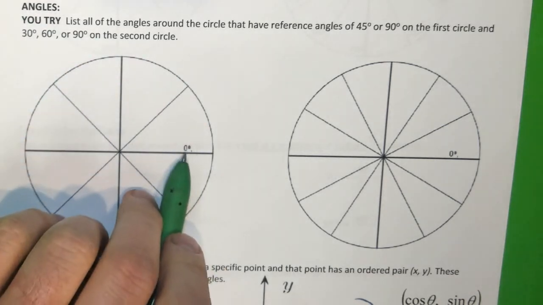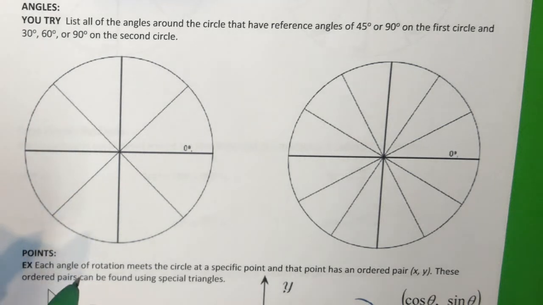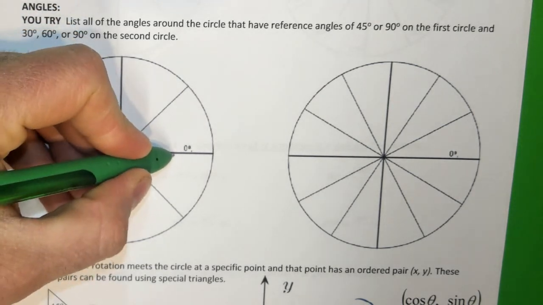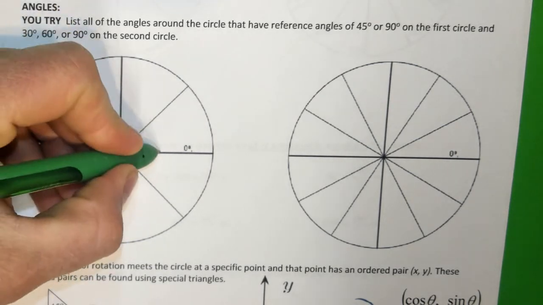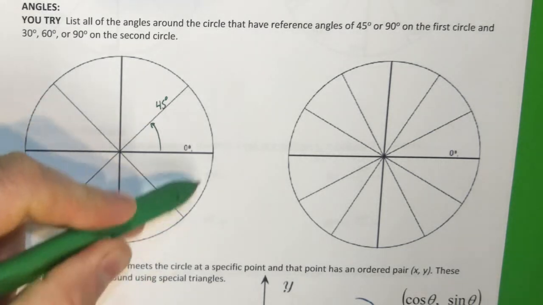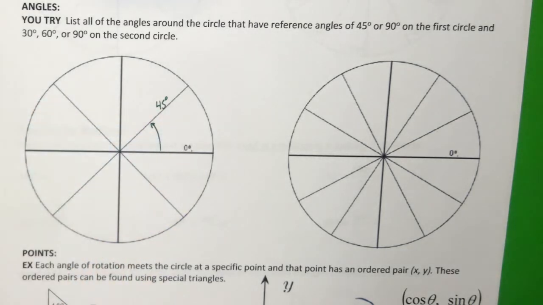Our first angle that we're going to pick is 0. That one's very straightforward and easy. Then our next angle is when we rotate counterclockwise 45 degrees. So we're going to have that one right there. Now I want to keep rotating by increments of 45 degrees until I return right back to where I started.